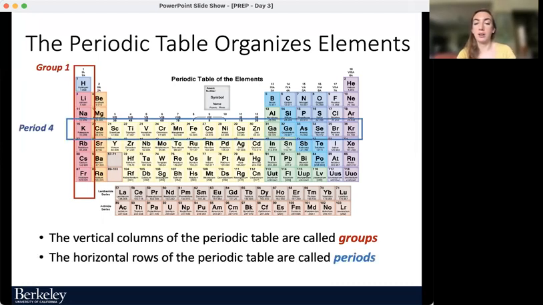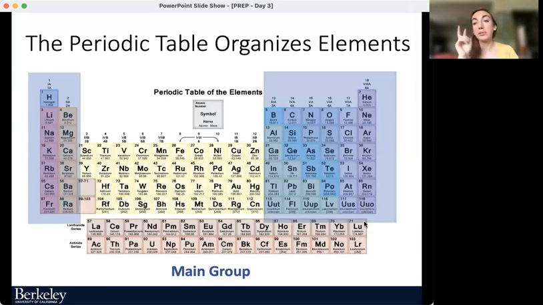And then the rows are called periods. There's less in common across a row than there is across a group. But just so you've kind of heard these words before, the vertical columns are called groups and the rows across are called periods.